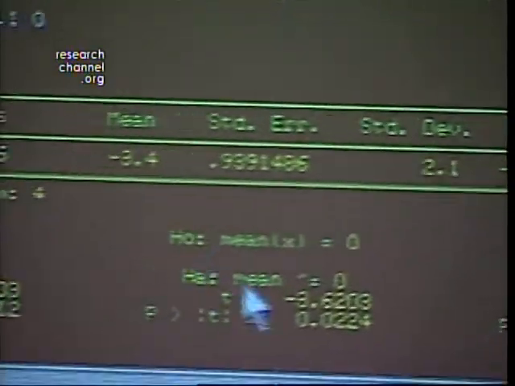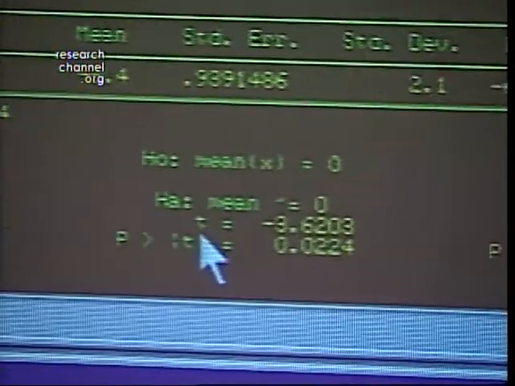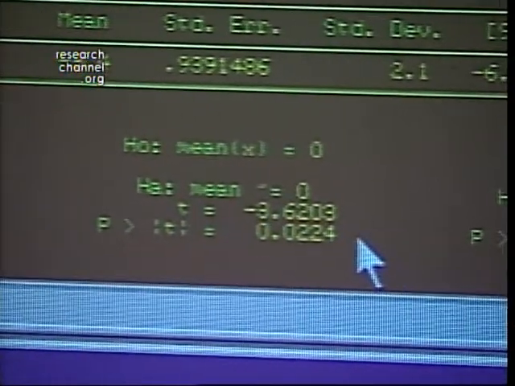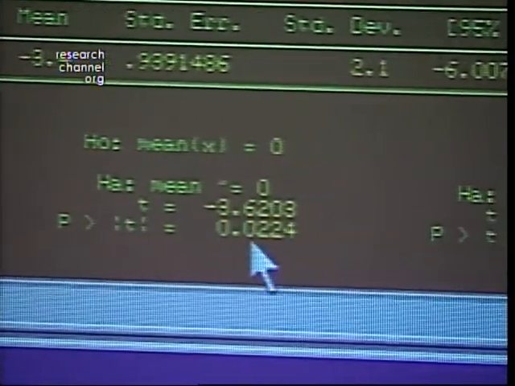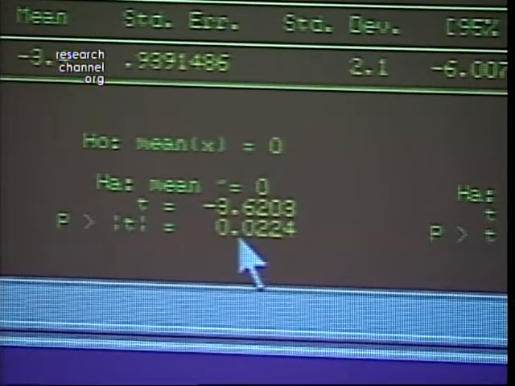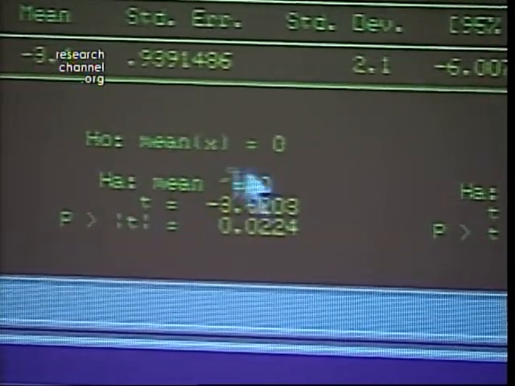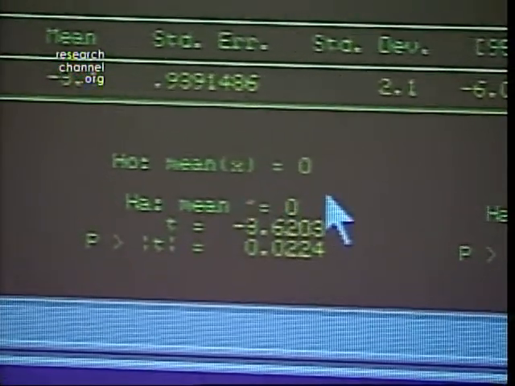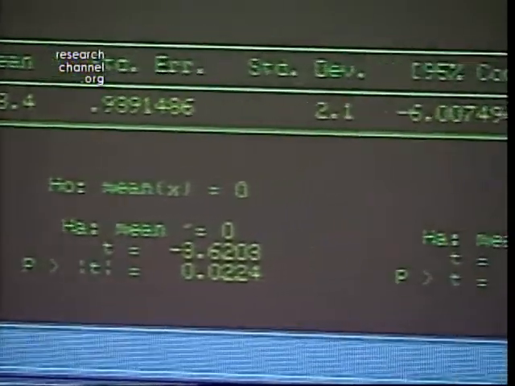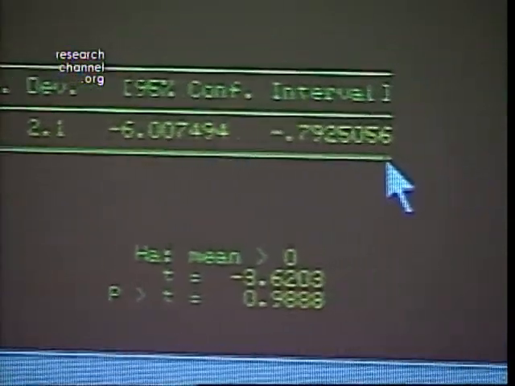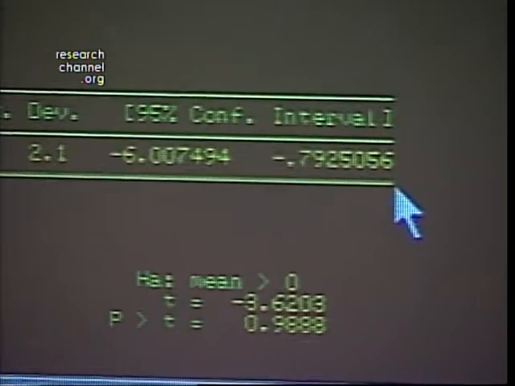And the t-test would give us a test statistic of negative 3.6, just like we derived by hand, with a p-value of 0.02. So again, the p-value would cause us to reject this null hypothesis that the mean difference equals 0, just as by inspecting the confidence interval, we see that it doesn't include 0.